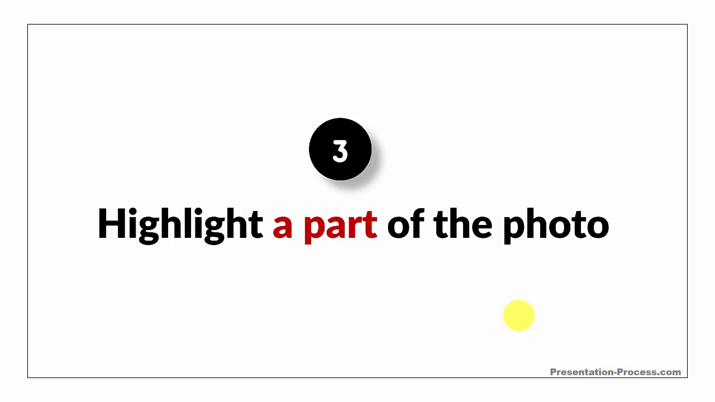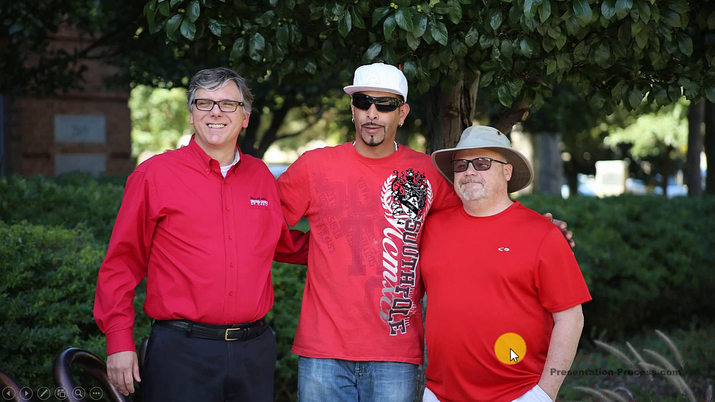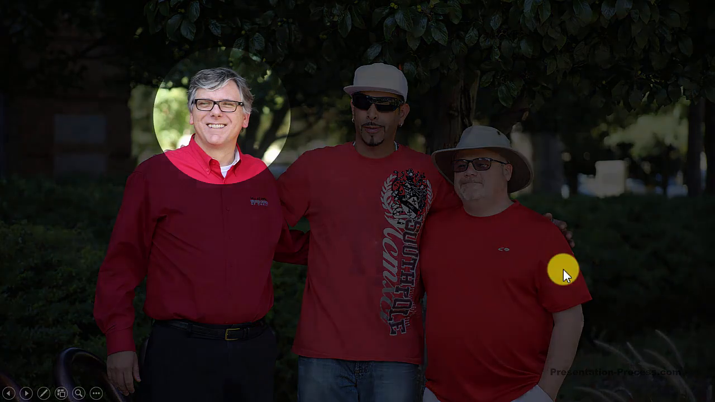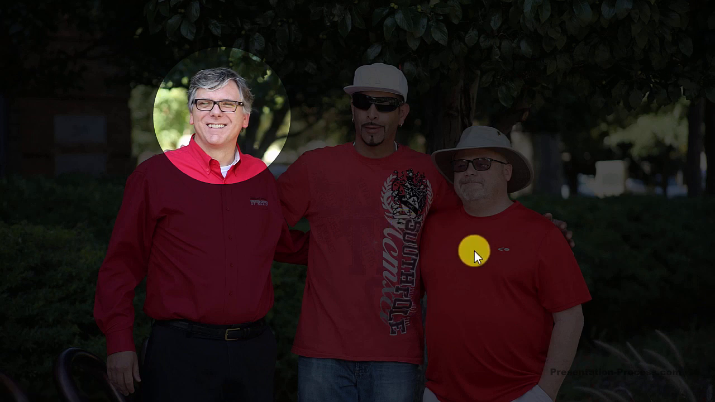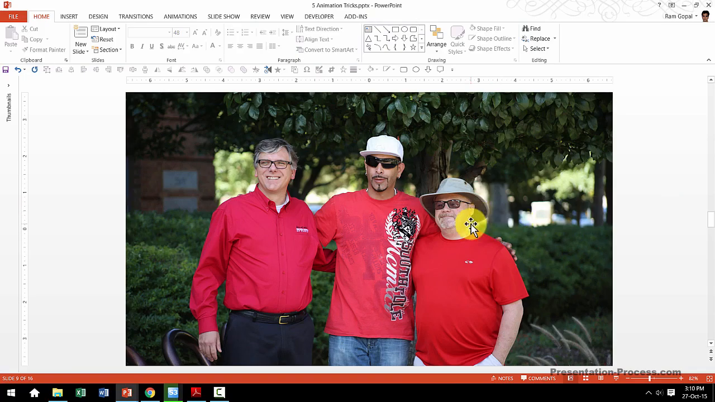The third technique you're going to learn is how to highlight a section or a part of the photo. Take a look at this photo. I want to draw the attention of audience to this person. The way I do this is I click and only that person's face is highlighted and the rest is dimmed out. Isn't this a beautiful effect? Let me show you how to do this. I'm going to work with this photo.